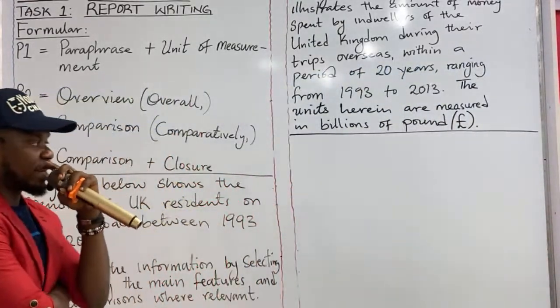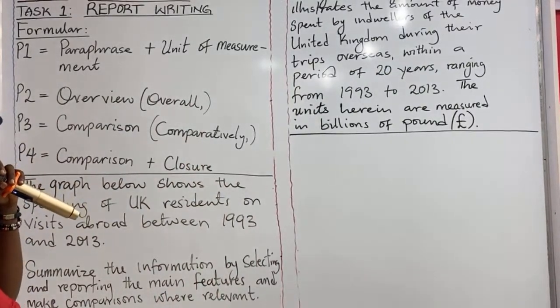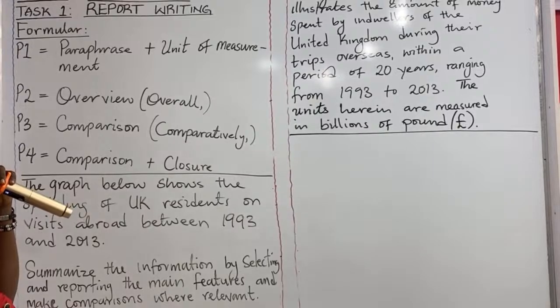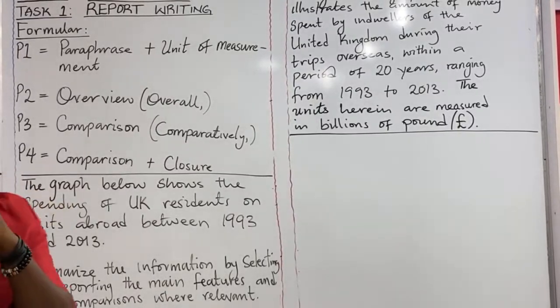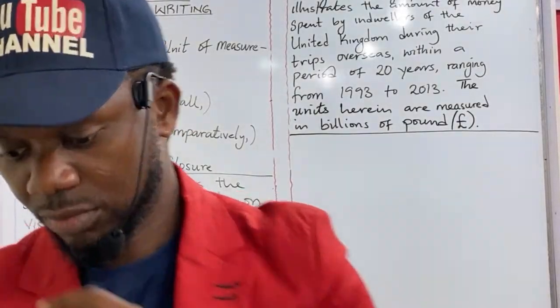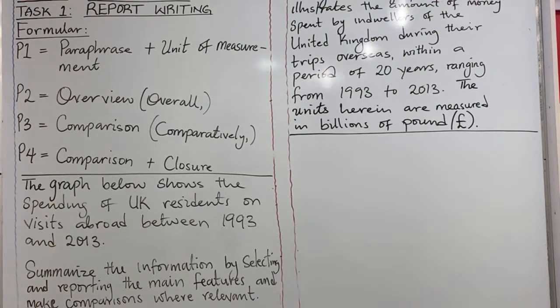Overall, the graph shows that the UK residents. I would say United Kingdom residents. The UK residents. You don't need to say the United Kingdom, you have used it in the first paragraph. Okay. So can you still be paraphrasing in this?